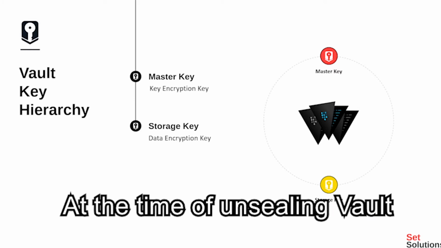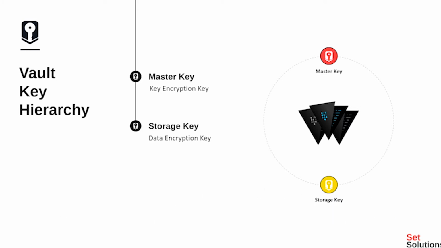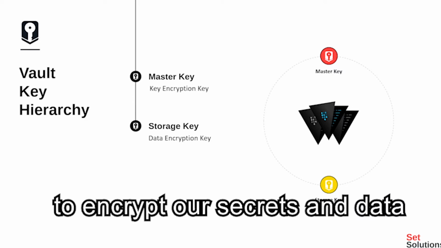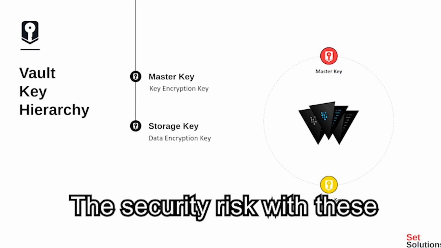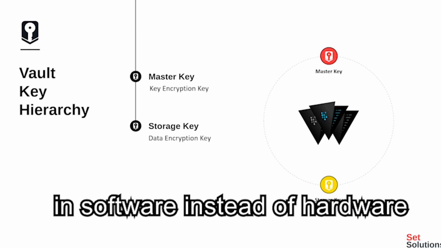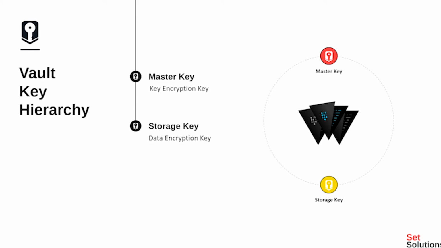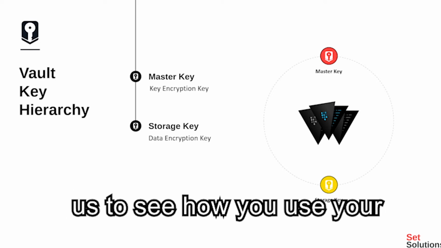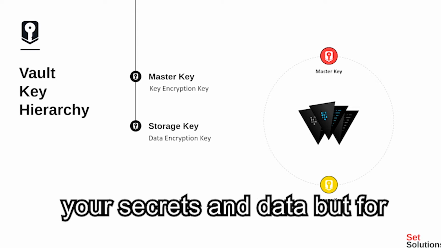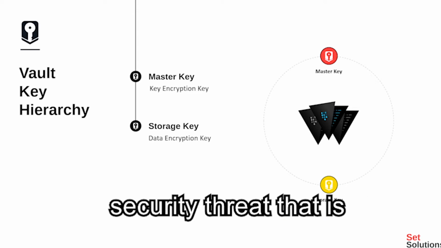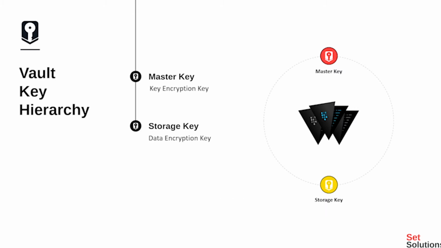At the time of unsealing Vault, Vault exposes the master key, which is used to decrypt the storage key. It is this key that Vault uses to encrypt our secrets and data before storing them at rest. The security risk with these keys is that they were generated in software instead of hardware and exist in memory in plain text while unsealed. Make sure to continue to follow us to see how you can use your own key, also known as hold your own key, to protect your secrets and data. But for now, let's explore another security threat that is associated with so many other applications similar to HashiCorp Vault.